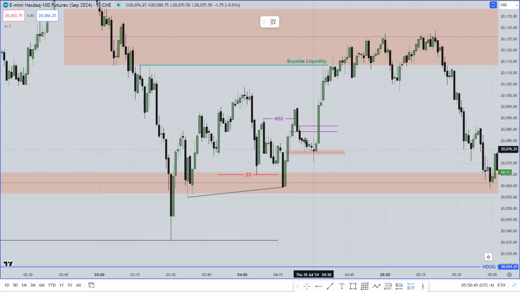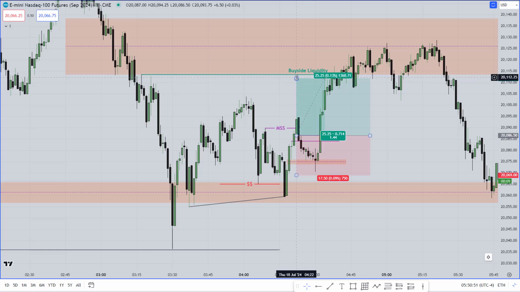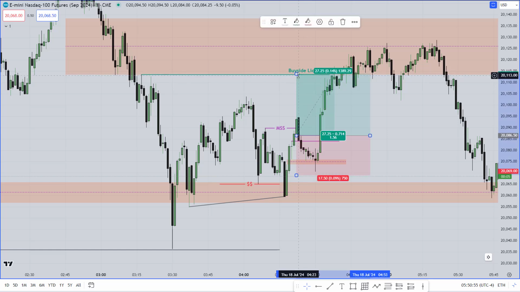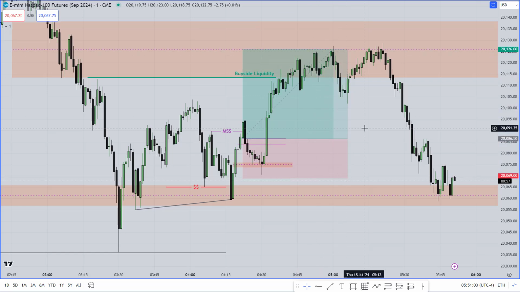My advice is take your entry from the entry fair value gap, cover the breakaway gap, and target until this area, until that buy side liquidity. At least take the partial over here. You can hold your trade until the 50% of that bearish fair value gap from the 15-minute chart. You can hold your trade until that area.